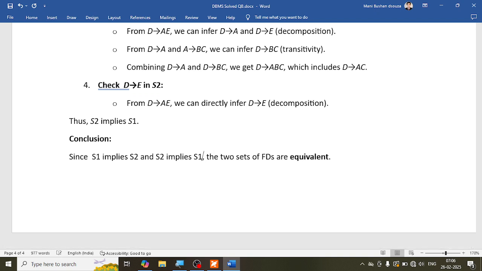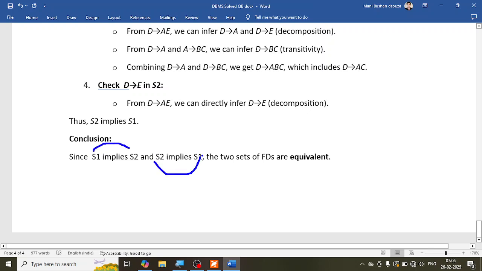S1 can derive S2 and S2 can derive S1. We say that both the functional dependencies are equivalent. That is our conclusion. Thank you for your interest. We will meet again in the other exercise.